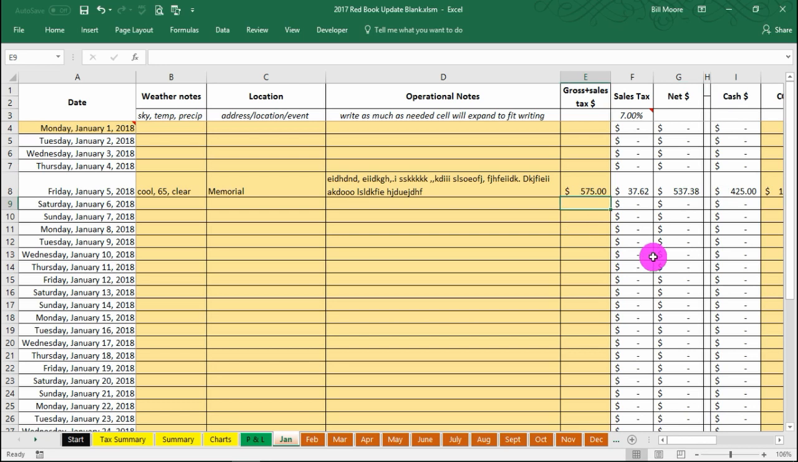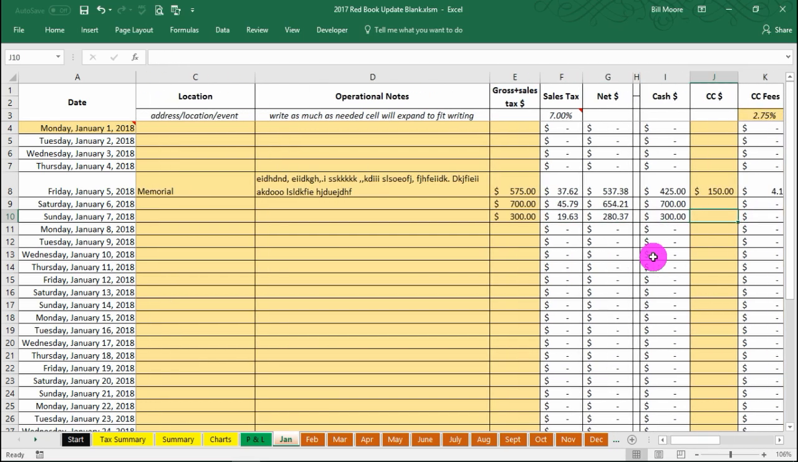Let's go do, let's see, that's a Saturday. Saturdays are typically busier, still in January though. And then let's say Sunday we did about 300. 300 may not sound like a lot, and some of you guys may not even open for 300, and that's perfectly all right. I prefer to start building up my cash and only stay open about 3 hours, so $100 an hour in sales is not completely horrible.